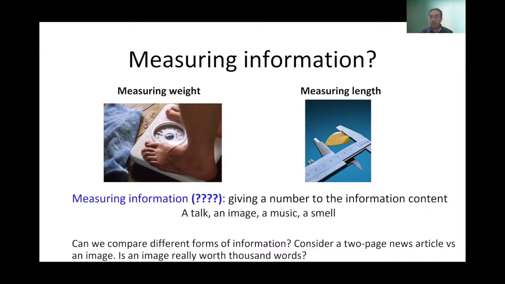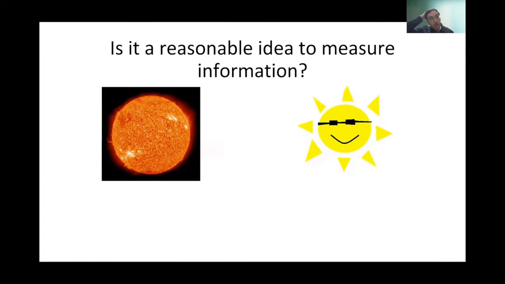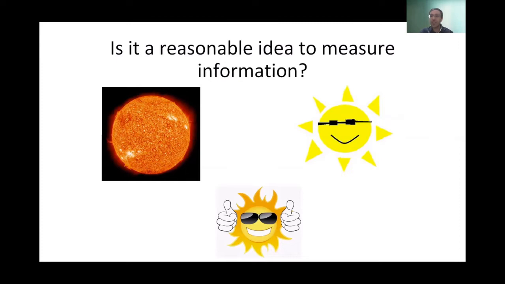So for instance, consider a two-page news article versus an image. Is it true that an image is really worth 1,000 words? As an example, consider these two images of the sun. Which one has more information? Is it reasonable to measure the information of these two pictures? How about this picture? It's a third picture of the sun. Which one has more information? You might think that it's not a reasonable question to ask, right?